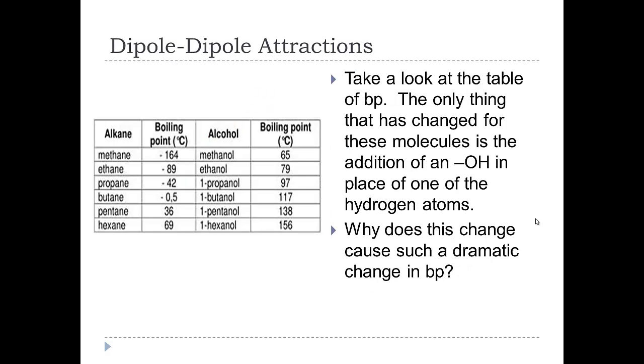So to introduce dipole-dipole attractions, we're going to take a look at some examples. If you look at the table below, we have some alkanes and then alcohols. The only difference between the alkane and then the subsequent alcohol is the addition of a hydroxyl group to replace one of the hydrogen atoms. Why does this make such a huge difference in the boiling point? If you look at methane, it's negative 164. Methanol is 65. That's a huge difference in boiling point.